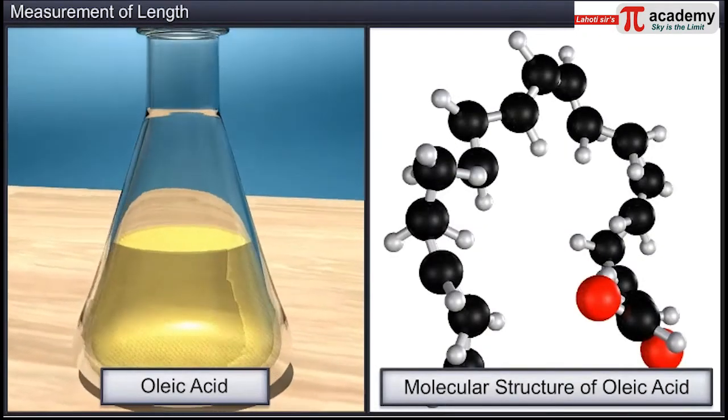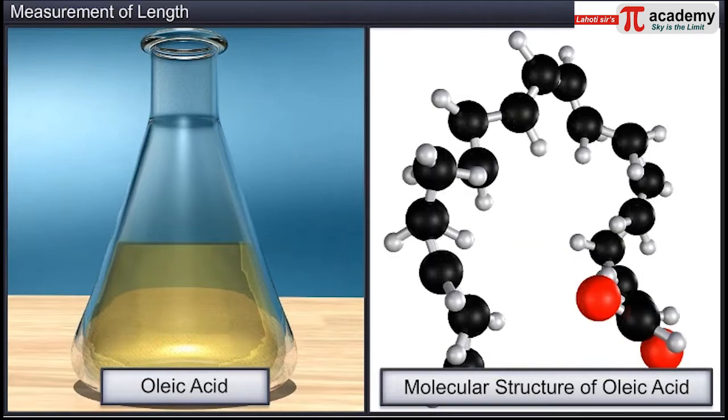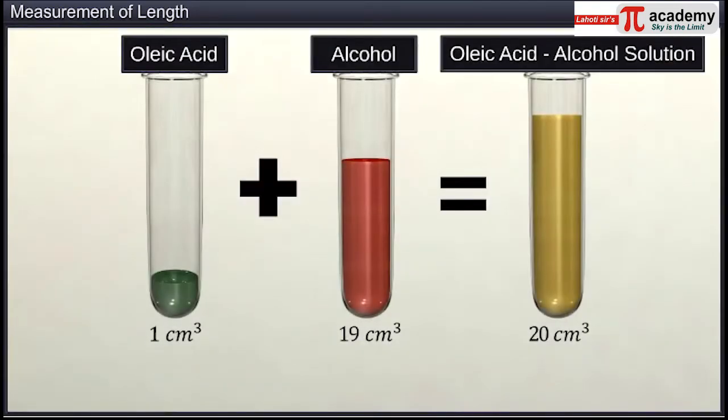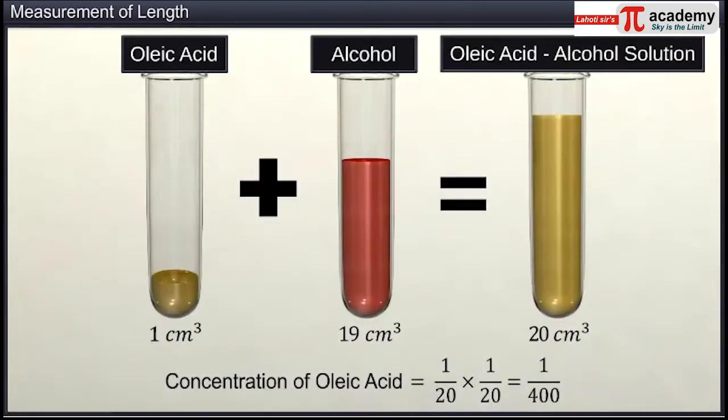Let us take some oleic acid. Oleic acid is a soapy liquid with large molecular size of the order of 10^-9 meter. To start with, we prepare a 20 cc alcohol oleic acid solution with 1 cc of oleic acid in it, and dissolve 1 cc of this solution in alcohol to dilute it to 20 cc. This makes the concentration of oleic acid 1/400th part of the solution.